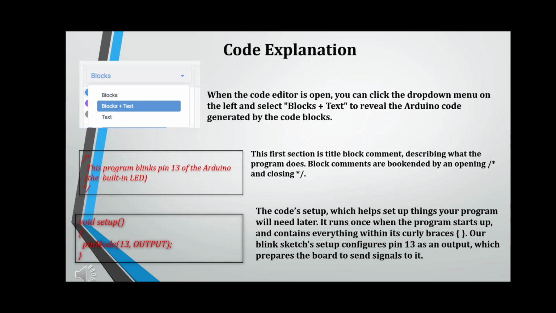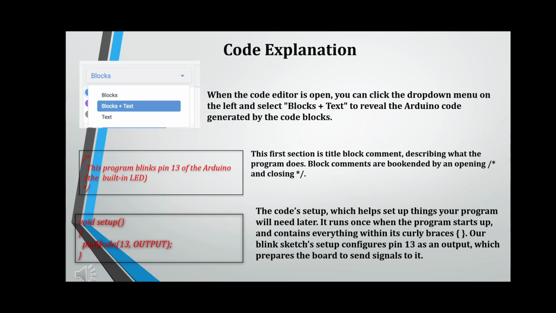And here is the code explanation used for blinking of light in Tinkercad. When the code editor is open, you can click the drop down menu on the left hand side and select Block text to reveal the Arduino code generated by the code blocks. The first section is a block comment describing what the program does. Block comments are bookended by opening and closing markers. Next is the code setup, which helps set up things your program will need later. It runs once when the program starts up and contains everything within its curly brackets.